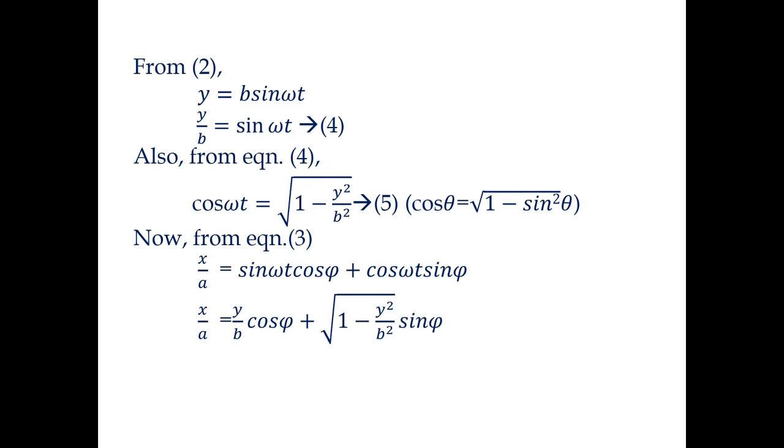Let me substitute all this in equation number 3. If I substitute, this is equation number 3, x by A is equal to sine omega t cos phi plus cos omega t sine phi. So we know sine omega t is y by B into cos phi plus cos omega t is root of 1 minus y square by B square into sine phi.